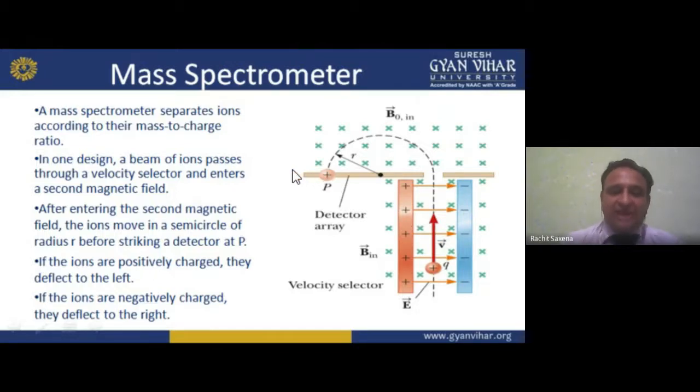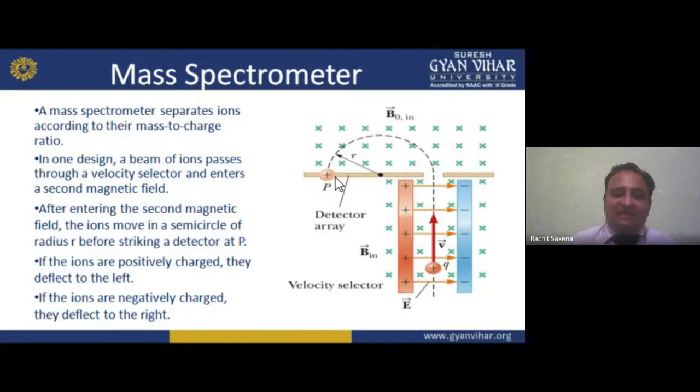After entering the second magnetic field, the ions move in a semicircle of radius r, behaving like this, before striking a detector at P. P is the point, the detector. If the ions are positively charged, they deflect to the left, so they basically move to the left.